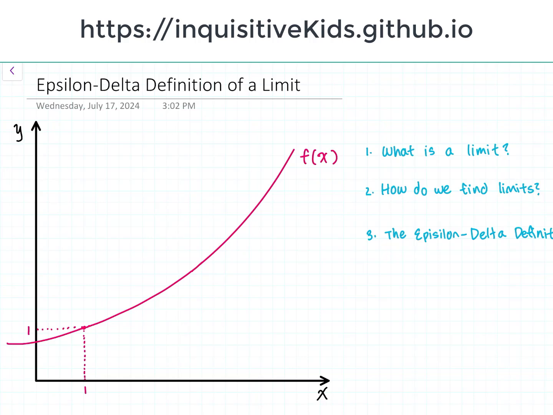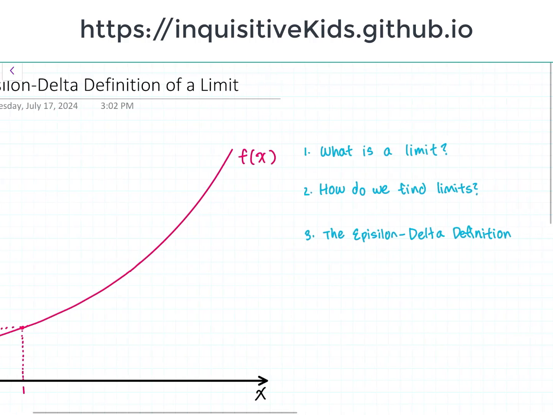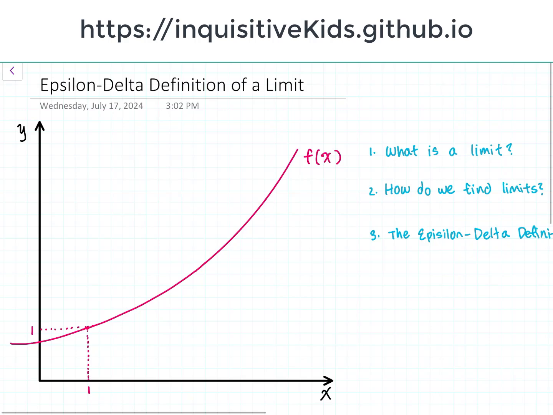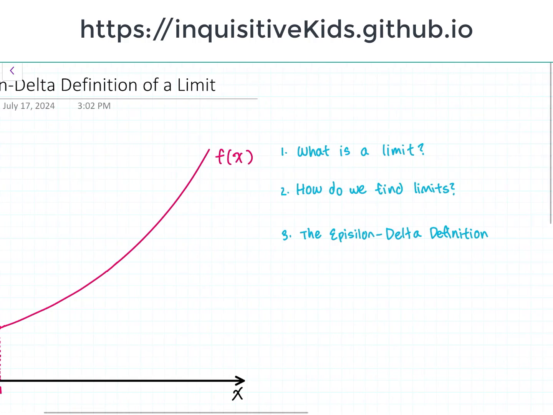Today we're going to learn about the Epsilon-Delta definition of a limit. We're going to be answering 3 main questions in this video. What is a limit? How do we find limits? And the Epsilon-Delta definition. So these first 2 questions are going to be really brief, quick introductions or recaps of the basic concept of a limit. The main thing we're going to be focusing on today is the third topic, which is the Epsilon-Delta definition.